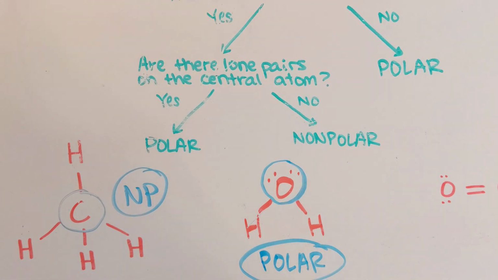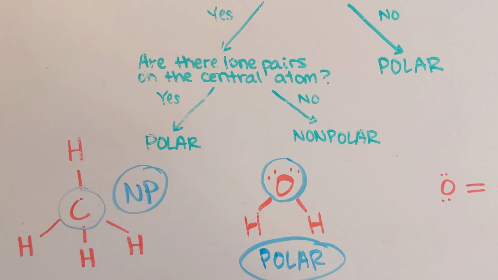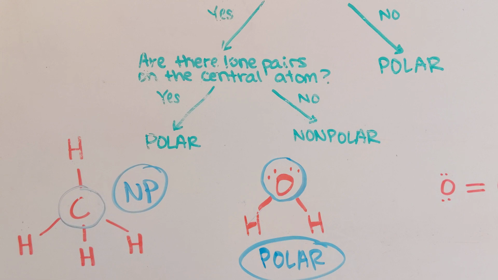So what does this actually mean? Well, it tells us that it will dissolve with other polar things. The reason why is because I'm going to be able to draw a line somewhere in this molecule and say, hey, on this side of the line, I have all slight positives, and on this side of the line, I have all slight negatives.